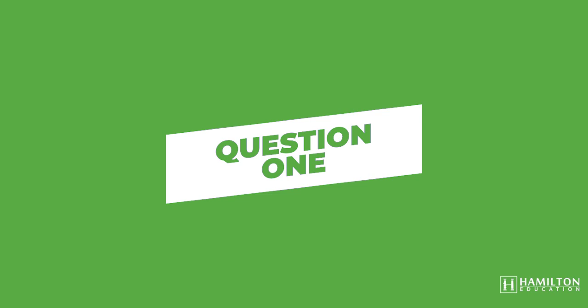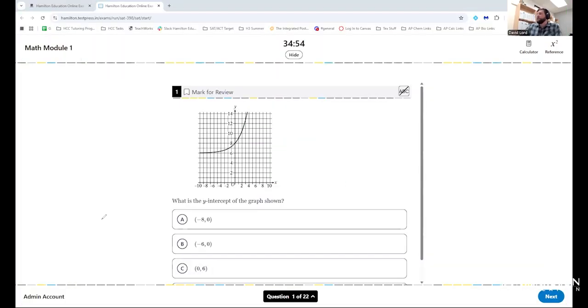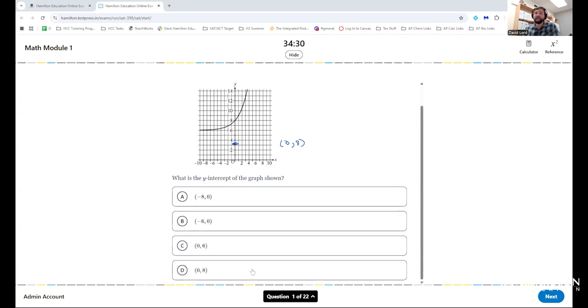Math Module 1, question 1. What is the y-intercept of the graph shown? So right here we see a graph curving upwards, and the y-intercept is when it crosses the y-axis. So that occurs here at the 8. And the key thing is that it's going to be 0, 8. And for every y-intercept, the x value will always be 0. So we scroll down, and the answer is D.